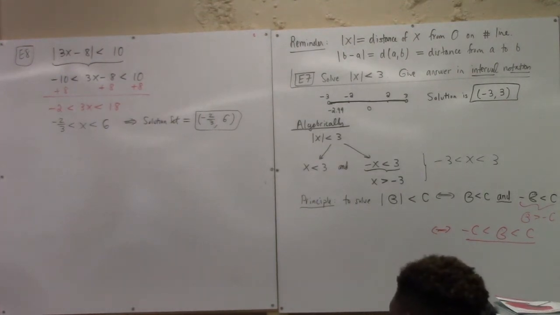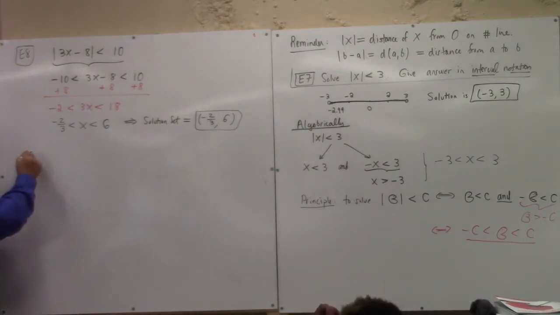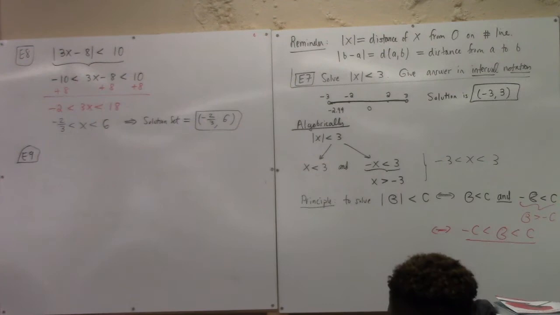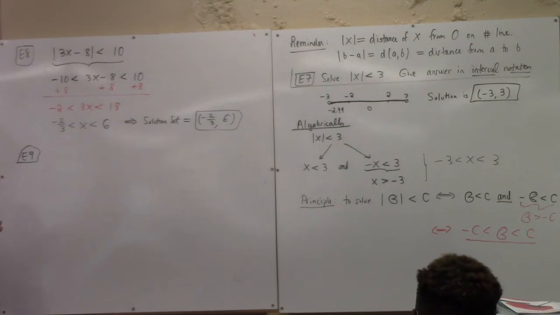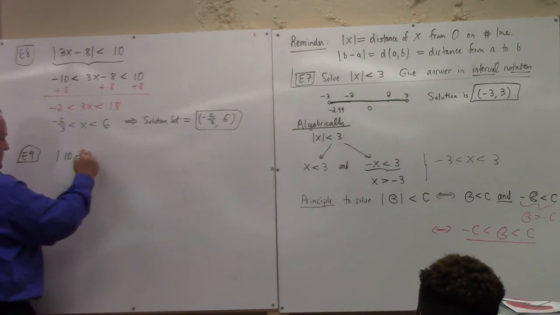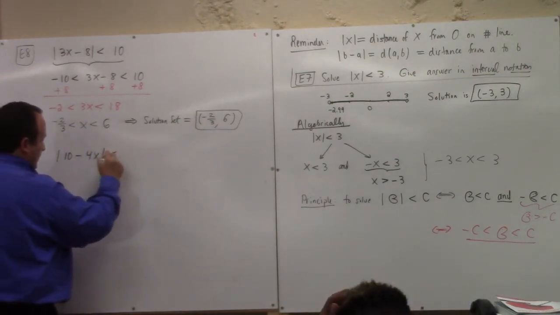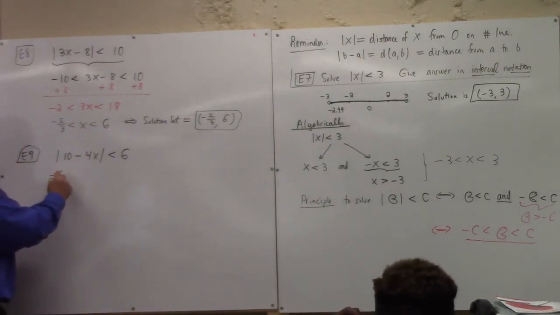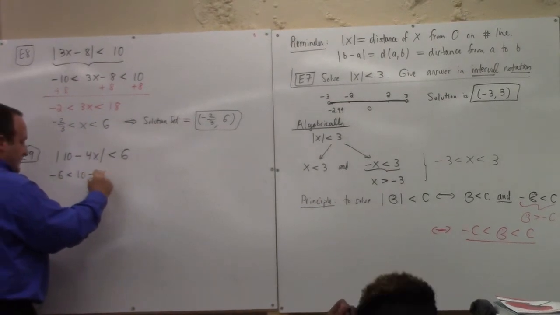Let's do another. Example 9. But first, are there any questions? You can still ask your question in the middle of this example. I'll go on here. So if I had the absolute value of, say, 10 minus 4x is less than 6, then I'm going to trade that for the compound inequality minus 6 less than 10 minus 4x less than 6.